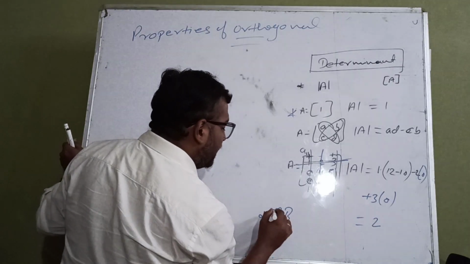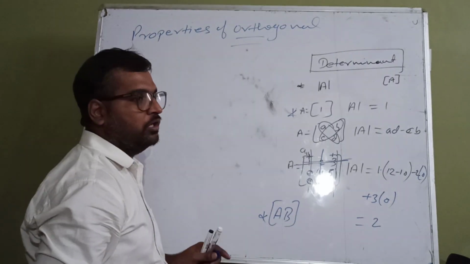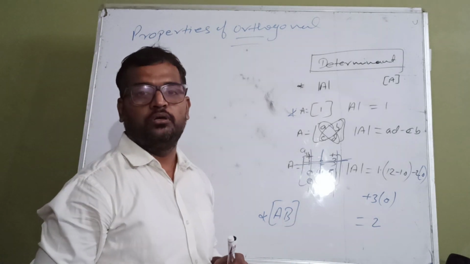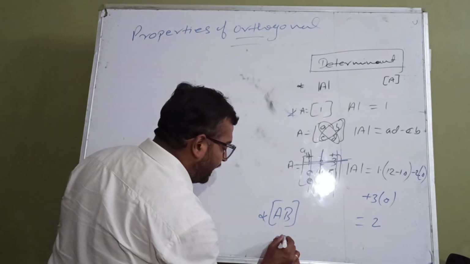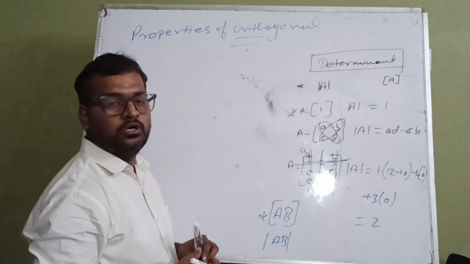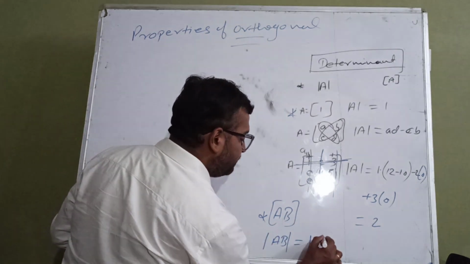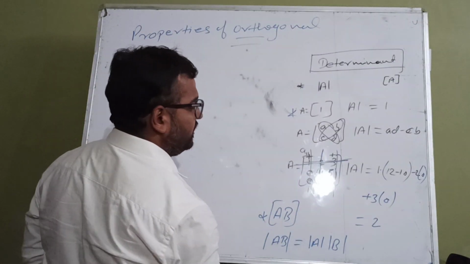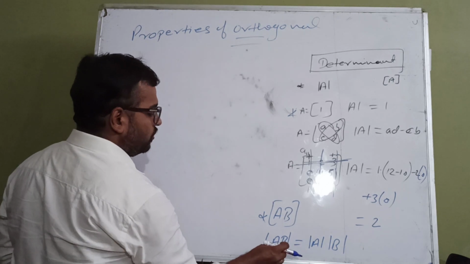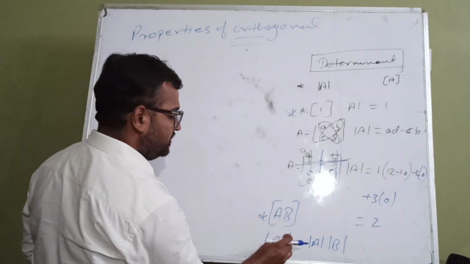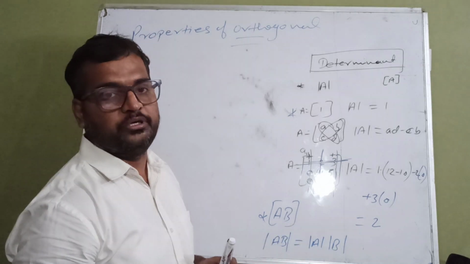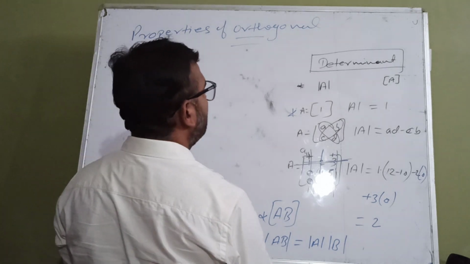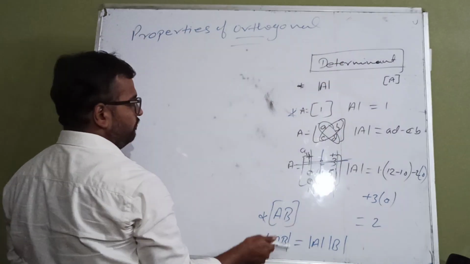If A and B are two matrices of the same order, such that their product is possible, and if you are going to find the determinant of AB, then the determinant of AB will be determinant of A into determinant of B. The two matrices' determinants can be easily multiplied, and then we will get the determinant of the product matrix AB. It means if A and B are two matrices, then determinant of AB will be equal to determinant of A into determinant of B. Okay? These 3 points we have discussed.